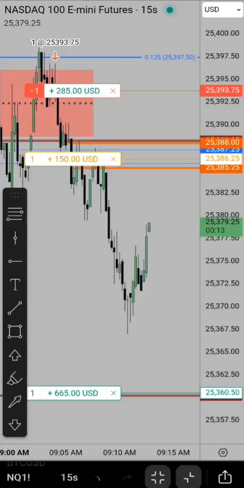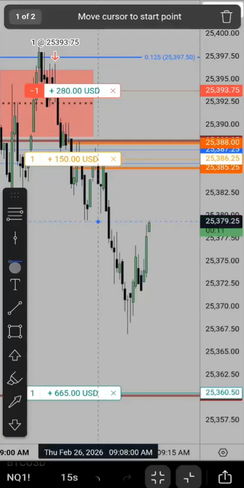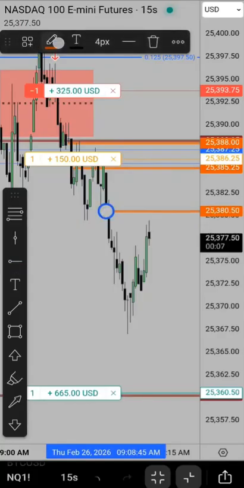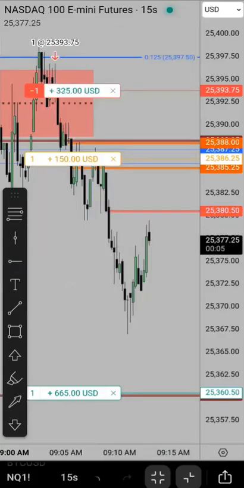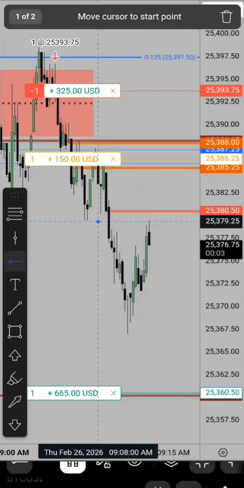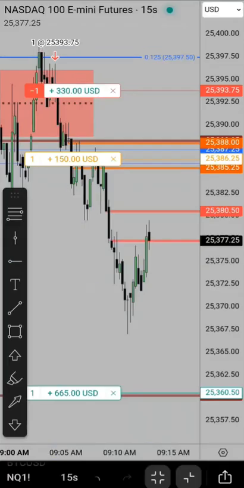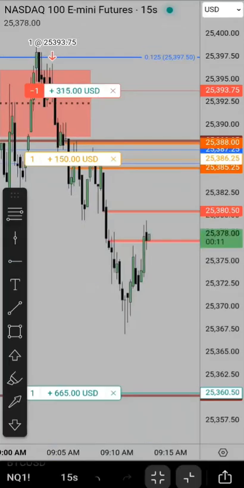All right, so it tapped into that fair value gap. So we'll draw that there, and we'll do it in red. Volume balance on the low. Keep the bodies in the lower half. That's optimal.